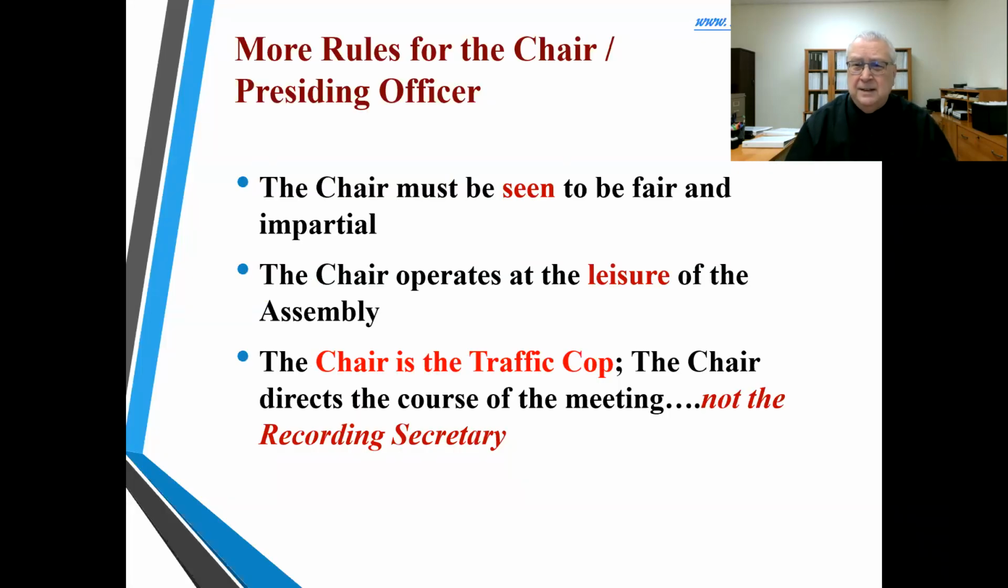The chair must be seen to be fair and impartial. I cannot stress that enough; they're the traffic cop. They instruct the recording secretary on things that have happened.